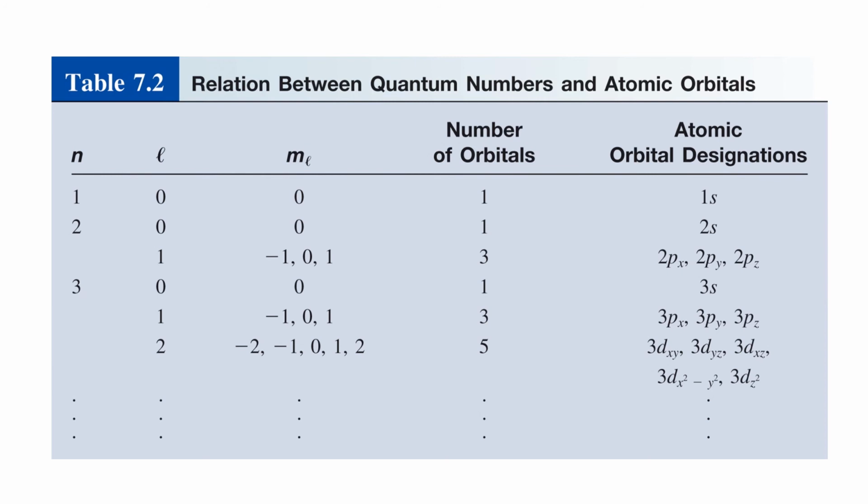For n equals 4, based on the relationships, you could come up with the allowed values for L, the allowed values for ml, the total number of orbitals, and what atomic orbital designations would be included. Give it a shot. It wouldn't be a bad exercise to test your knowledge.